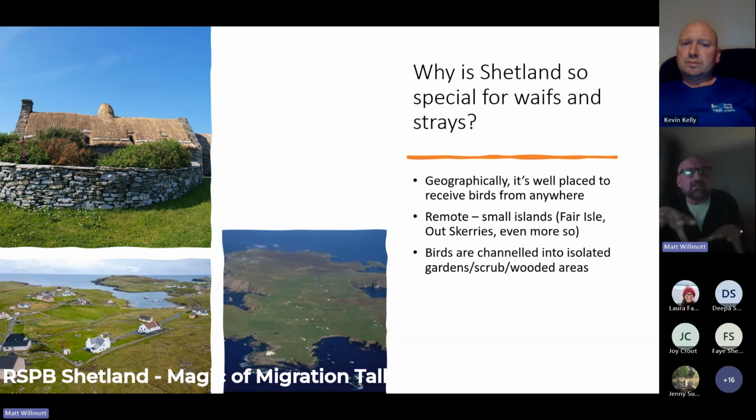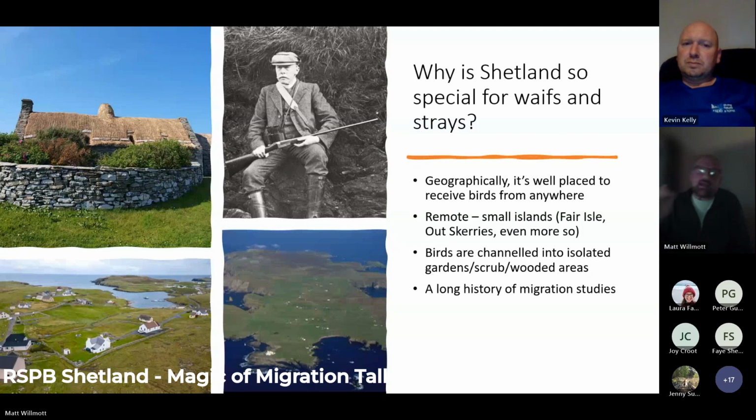So any of these small areas of gardens and scrub, Quendale, those sort of wooded areas, the Jossiter Burn, for example, birds will get funneled into there because that's where they can find shelter. That's where they can find food in the form of insects. And there's a long history of migration studies here. That's Eagle Clark. He first pioneered Fair Isle as being one of the most important migration sites in Britain in 1948, and the Bird Observatory was opened in 1948. So there's this long history of Shetland and the islands being very good for migrants and being important for migratory birds.